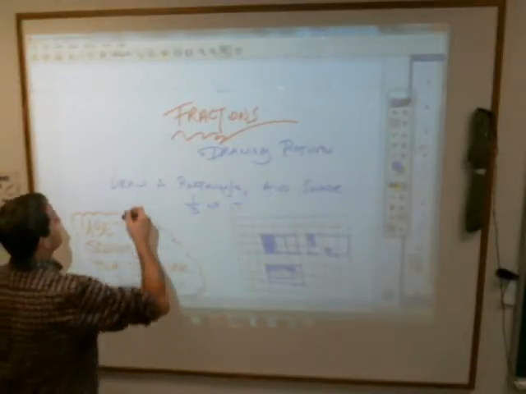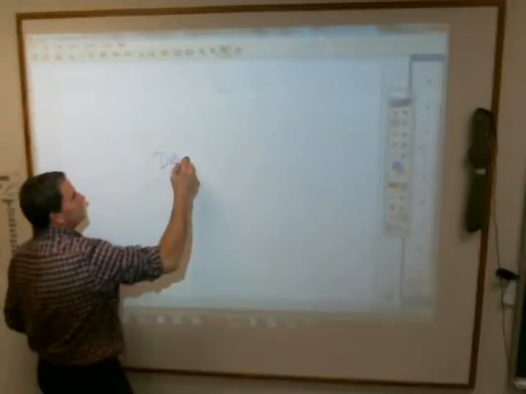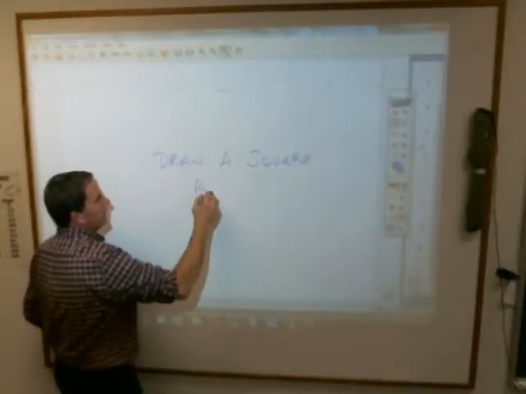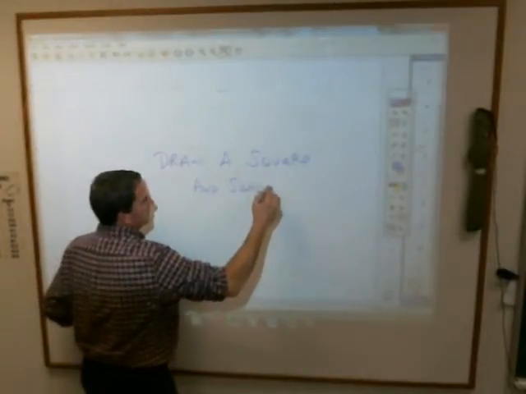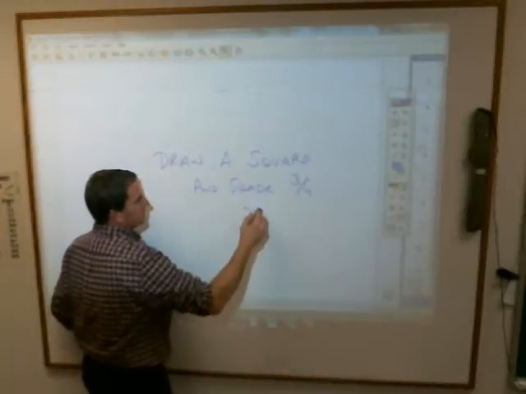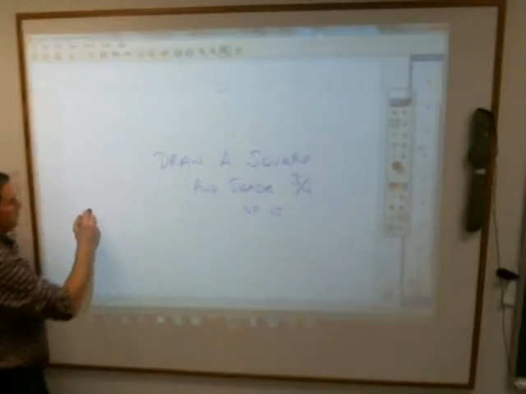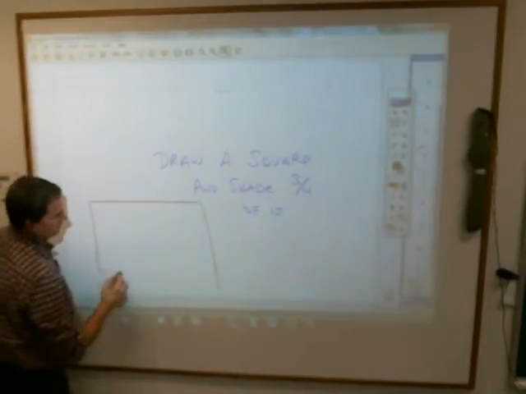How about another one? There's got to be a good one here. How about this one? Draw a rectangle and shade. Draw a square and shade 3/4 of it. Same thing would be true on your homework paper. You've got all of these beautiful squares on your paper.